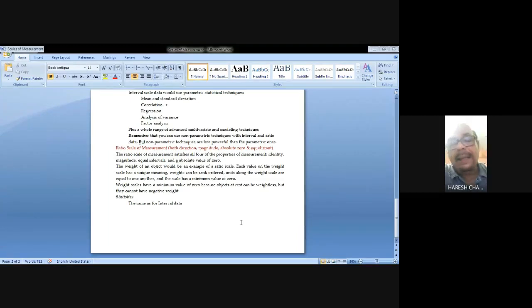Suppose in a class the average mark of a student is 50, and the lowest mark is 5, the highest mark is 95. Another class: average is 50, lowest is 30, highest is 70. Which class has more dispersion, more variation?